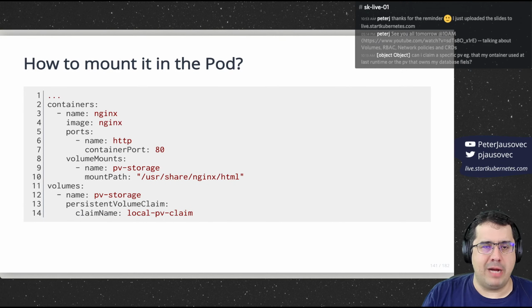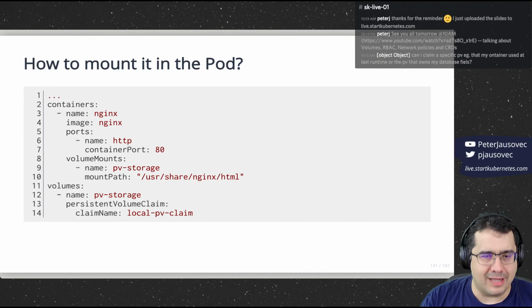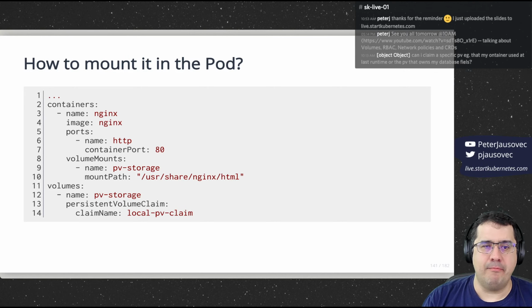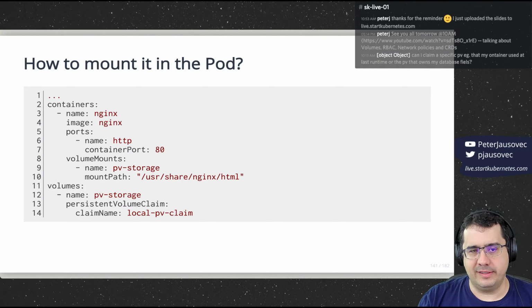Finally, how do you mount it into your pod? We've talked about this last time. You create a volume, you name the volume, and then you say, I want to get this volume through a persistent volume claim, line 13, and then you're just specifying the claim name. Mounting the actual volume is exactly the same as in previous cases.